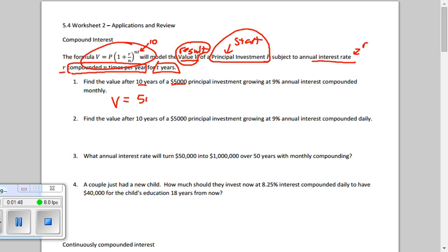P is given to me, 5,000. 1 plus the R is 9%, divided by N. N is what again? Let me read. Compounded N times per year. And here it says compounded monthly. Aha, 12. To the power of NT. Well, that's N again. I just used N, but you use it again. And T is the number of years. What's that? 10. Okay, 10 years. So when it's all said and done, it looks like it's just a whole bunch of numbers on the right side, and on the left side is a V.